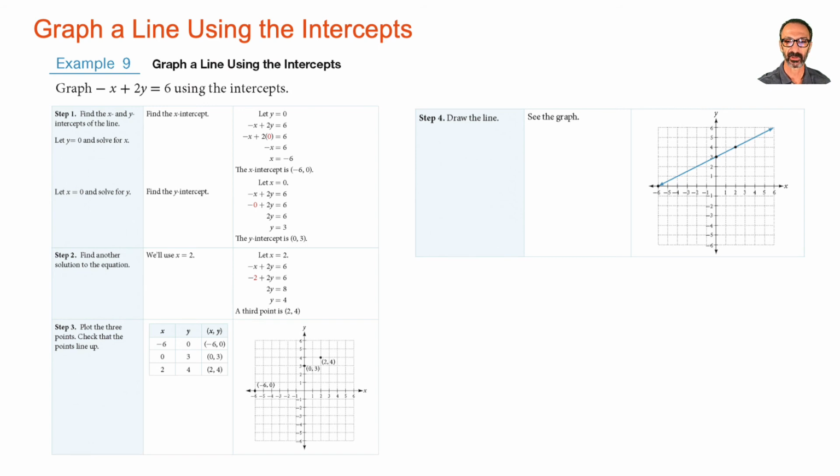Alright, it's already graphed. And if you notice right here, just to add to my comments, they say plot the 3 points. It's always good to find another point. This is the x-intercept work. This is the y-intercept work. It says find another solution to the equation. Plug in 2 for x, for example, and finish it, just to be on the safe side. So now they have the negative 6, 0, they have the 0, 3, and they have the 2, 4. Okay.